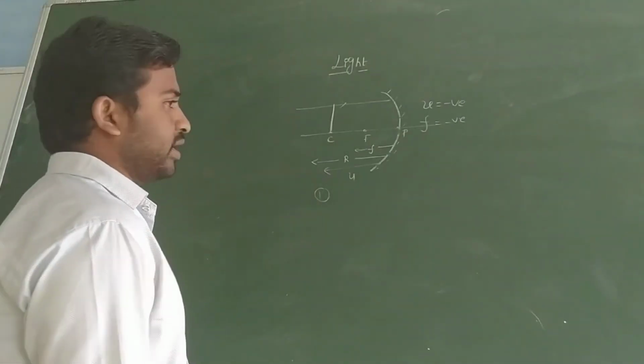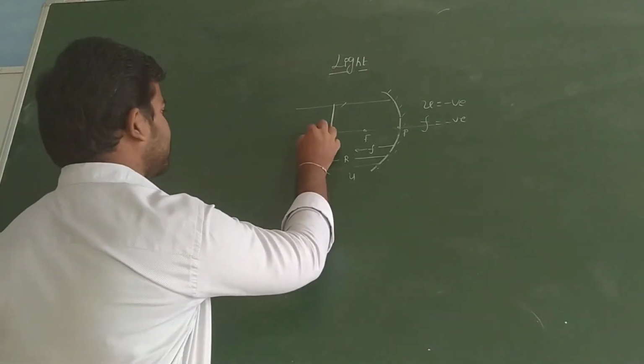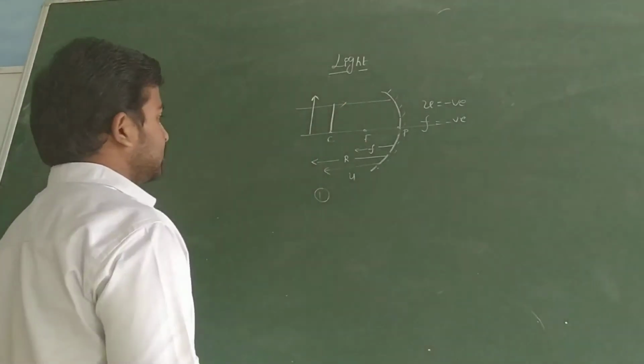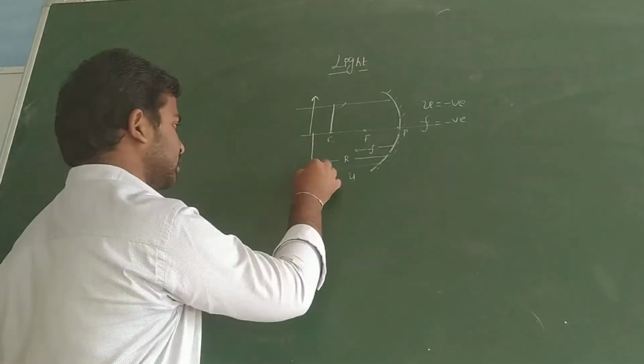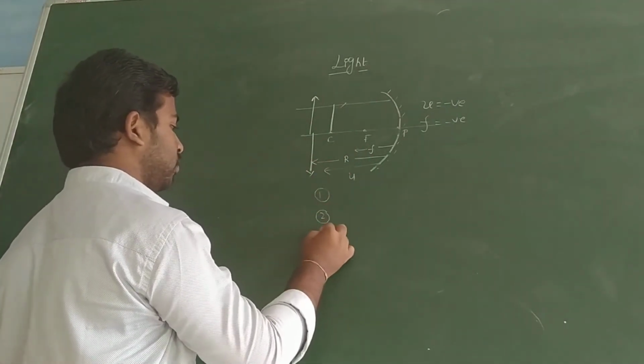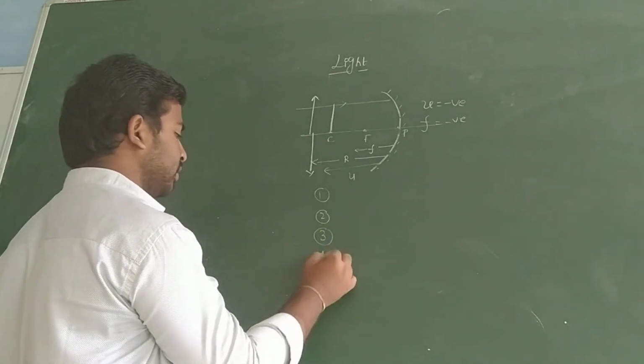And the third one: distances measured above the principal axis are taken as positive, and distances measured below the principal axis are taken as negative. These are the four sign conventions already discussed with you.